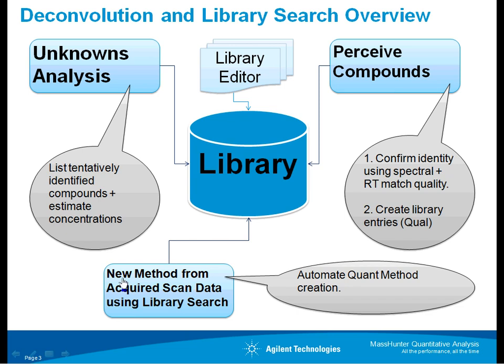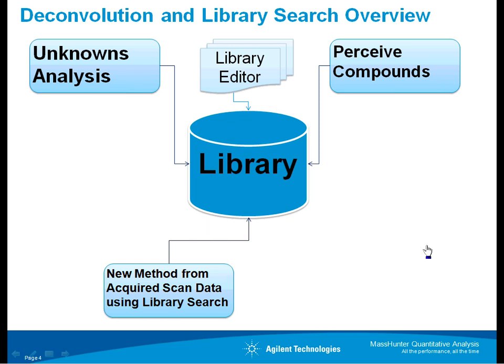The last scenario I'd like to point out is one which is very useful in quant, especially with scan data, and that is called new method from acquired scan data using library search. Again, from a technology point of view, there is a deconvolution of the chromatogram and then a searching of the library to come up with a list of compounds that exist in that sample and then populating that into the quantitation method. The purpose being to automatically generate a quantitation method from scan data and save you time. So there are three different scenarios I'm pointing out that use exactly the same technology centered on the library.